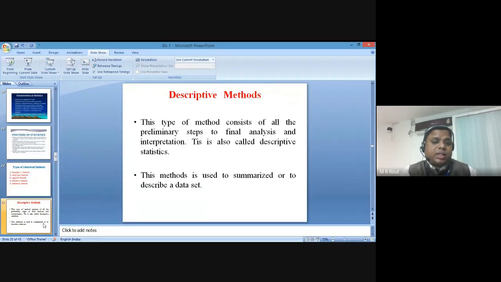In case of descriptive methods, this type of method consists of all preliminary steps to final analysis and interpretation. If I send a particular person to collect various types of data, the data may be in the form of a questionnaire or a telephonic call, and that should be directly interpreted into a final analysis. This is called descriptive data or descriptive statistics. This method is used to summarize or describe a data set. Basically, the primary data are directly collected in raw form, and that is analyzed with the help of a statistical method, which is known as the descriptive method.